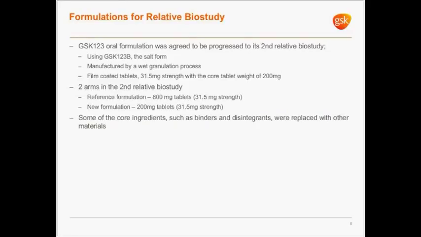So several years ago, GSK advanced an asset into clinical trials. And for the second biostudy, the tablet formulation was manufactured using a traditional wet granulation process. The tablet was composed of the salt form of the API with a 31.5 milligram API dose in a 200 milligram tablet. The first biostudy used a similar tablet formulation and API dose, but the original tablet weight was 800 milligrams. In addition to a change in the core tablet weight, several batches of tablets were also manufactured using different excipients. Namely, the binding agent and the disintegrants were replaced with different materials.